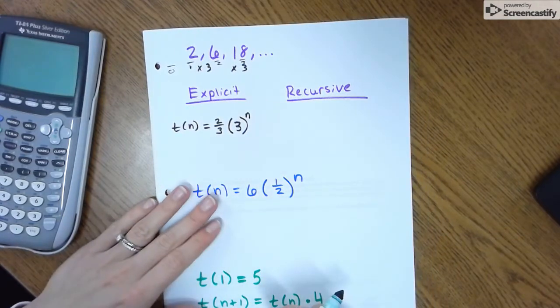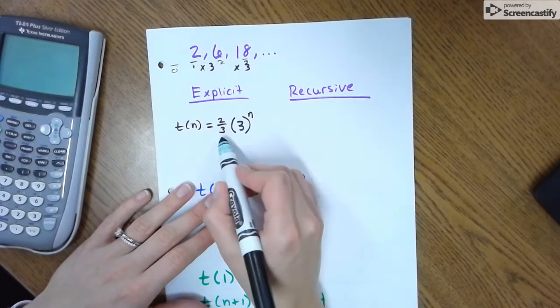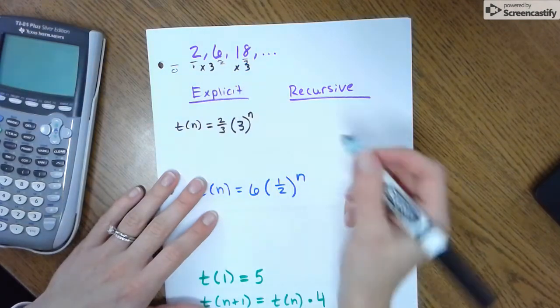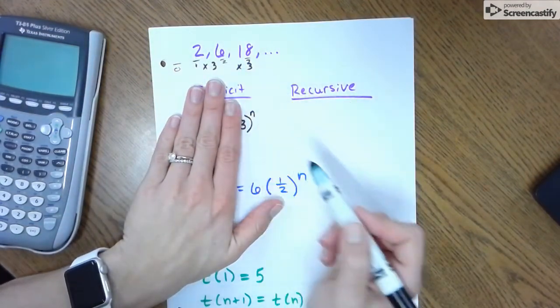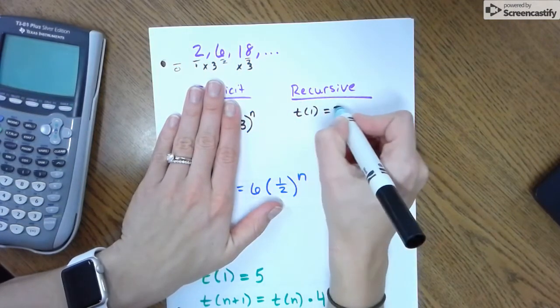And then recursive, same idea here. You need to give a starting point. You could give me that t of 0 equals 2/3, or you could give me t of 1 equals 2. I'm going to act like we didn't do this, and I'm just looking at this original sequence up here. So I will say t of 1 equals 2.